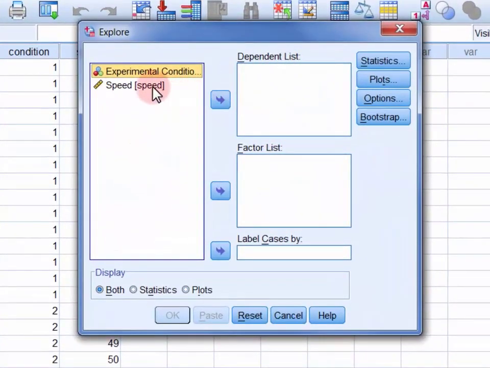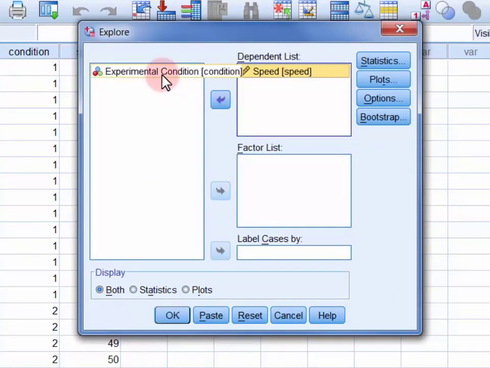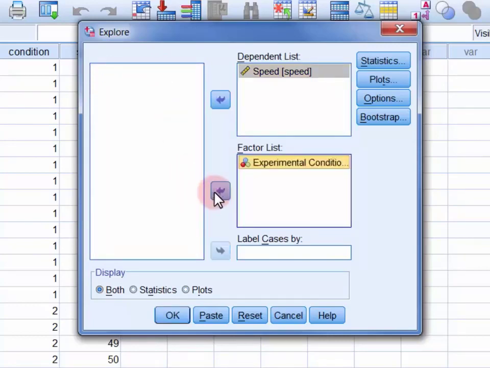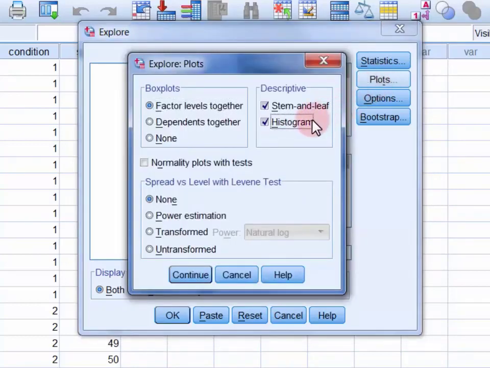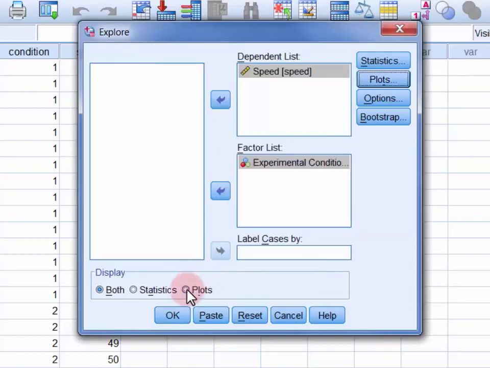Move the variable that you're assessing into the dependent list, and if you have a grouping variable, which you will have for an independent samples t-test or ANOVA, move it into the factor list. Now if you don't have a grouping variable, which will be the case for correlation-based analyses like multiple regression and factor analysis, as well as repeated measures t-tests and ANOVAs, then you can leave the factor list empty. In the Plots dialog, select Histogram and Normality Plots with Tests in addition to the defaults. And now you can click Continue and click OK.